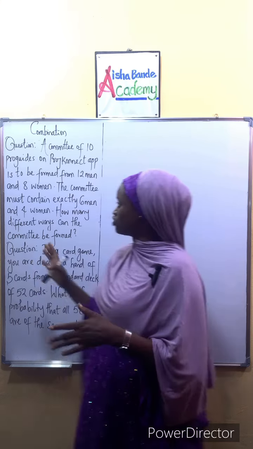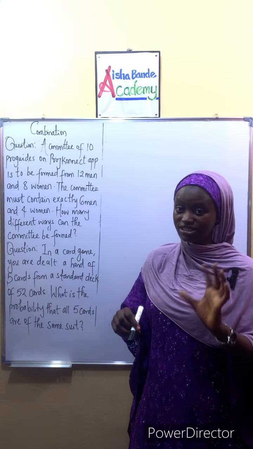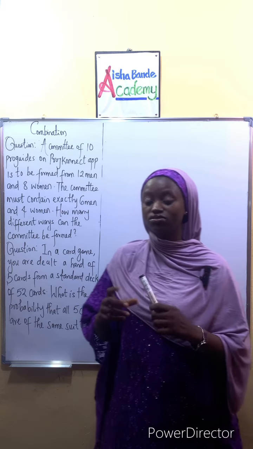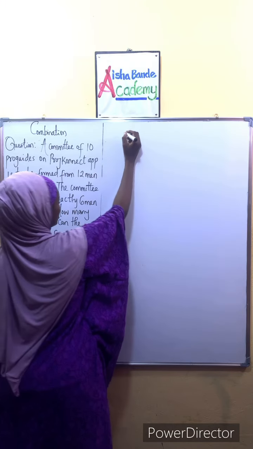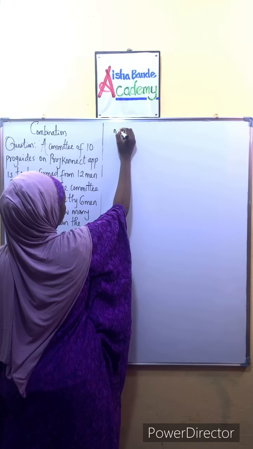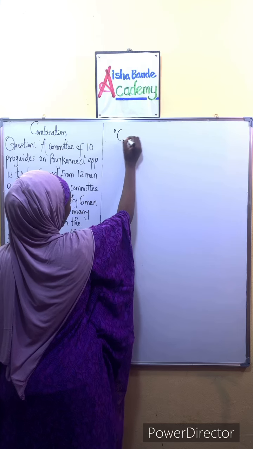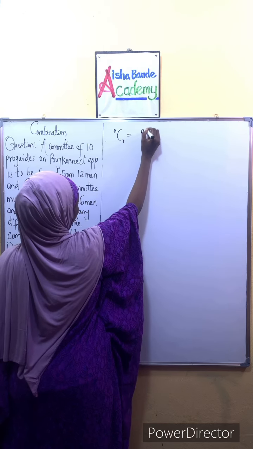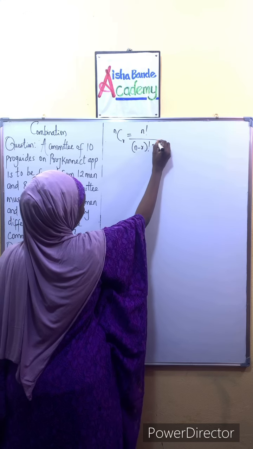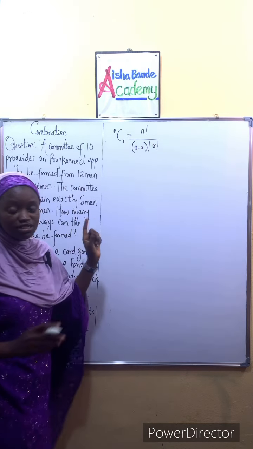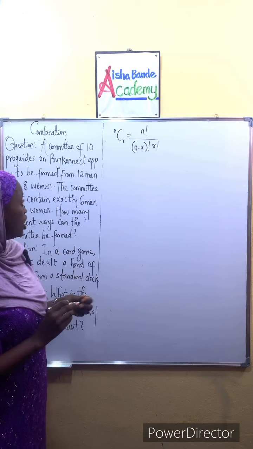But before we begin solving the questions, I would love to state the mathematical formula for combination. So combination is usually given as nCr, n combination r, is equal to n factorial over (n minus r) factorial times r factorial. So this is the mathematical formula for combination.